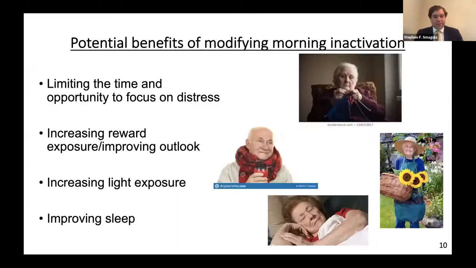There's lots of reasons to think that helping caregivers get active in the morning, not all of them, but the ones who are having trouble getting going in the morning, would be useful. Doing something in the morning, say knitting, can divert attention from focusing on distress. Boosting activity engagement in the morning could increase reward exposure, giving you something to do that could be rewarding or something to look forward to, like giving a loved one a new scarf. Also, morning light can have direct positive effects on mood.